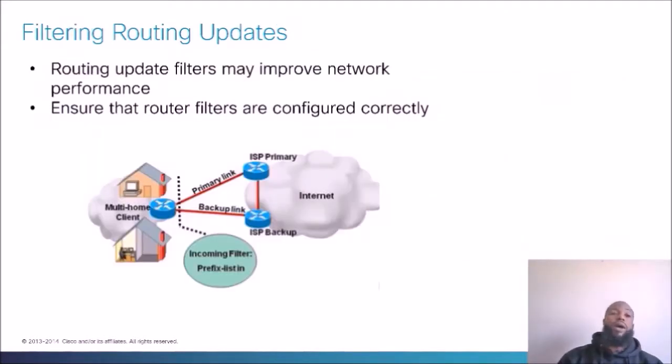Filtering routing updates may improve network performance, as we said, by making the routing table smaller. Ensure that route filters are configured correctly. If you look at this image right here, we have a multi-client home, a primary link and a backup link. Primary, backup. We have the primary router here, the backup right here. If we do an incoming filter, we will place it right here. So any updates that come into our router right here, we will be filtering them by using a prefix list. I'll show you the configuration in a bit.